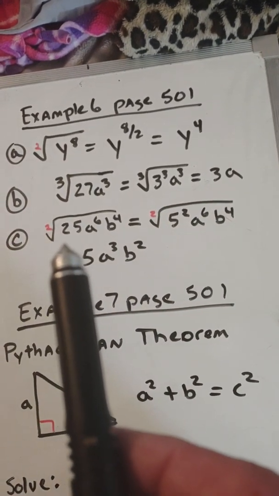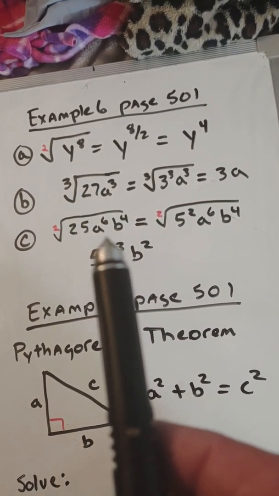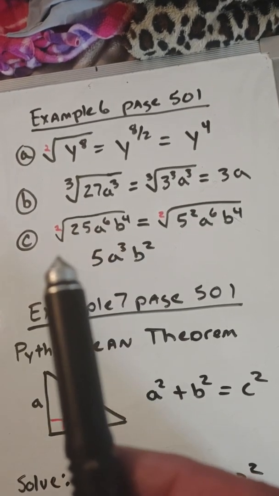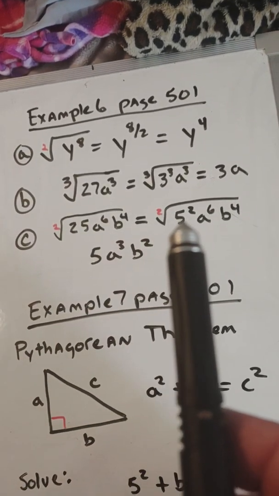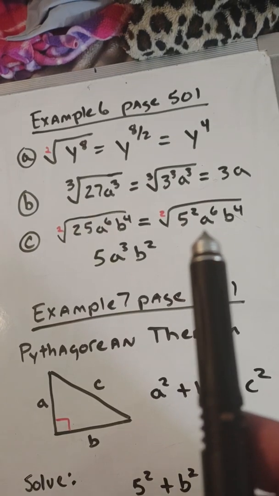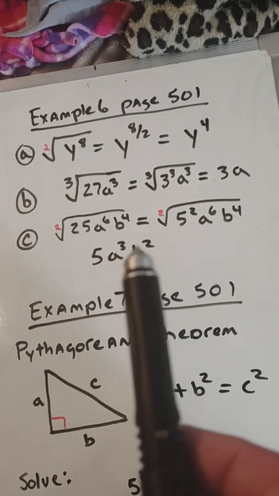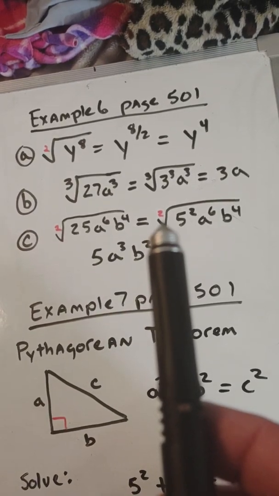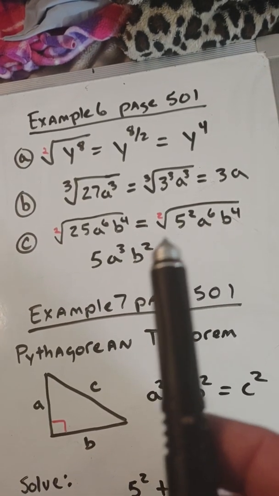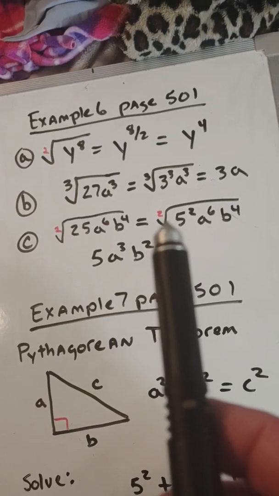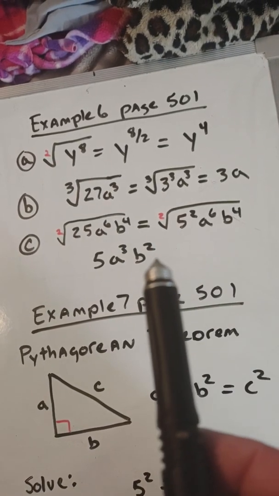Here's a better example. I have square root of 25 a to the 6th b to the 4th. And so what happens here is I change 25 to 5 squared. Still have a to the 6th, b to the 4th. So if my 2 divides into here, it gives me 5 to the 1st, which is 5. If I divide this 2 into here, it gives me a to the 3rd. If I divide this 2 into here, I get b to the 2nd, which is b squared.